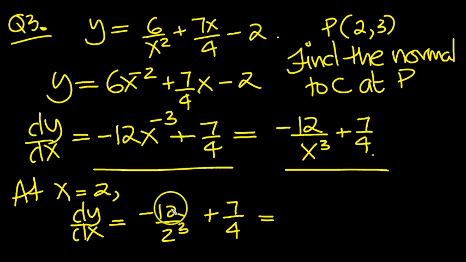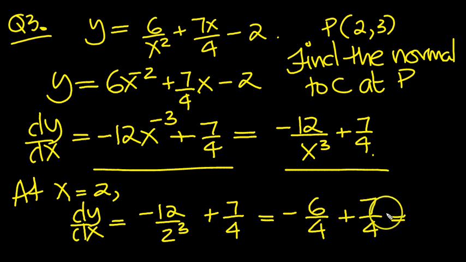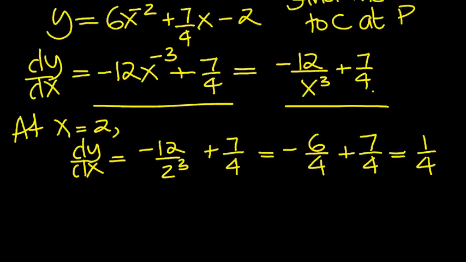Minus 12 over 8, agreed? That's 8, which is minus 6 over 4, sorry. Minus 6 over 4, plus the 7 over 4. So I've just tidied it up before I wrote it down. 7 quarters take 6 quarters is just a quarter. So that's the gradient of the slope at P of the tangent.